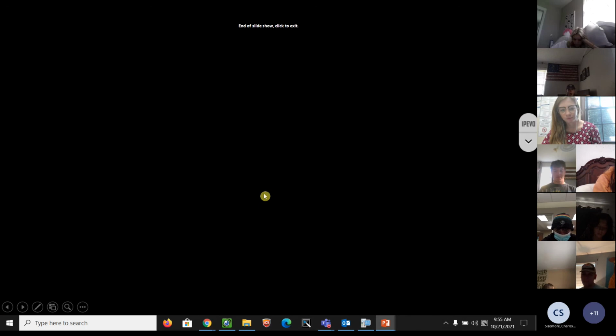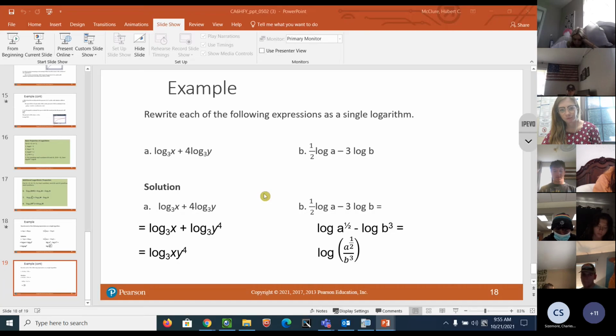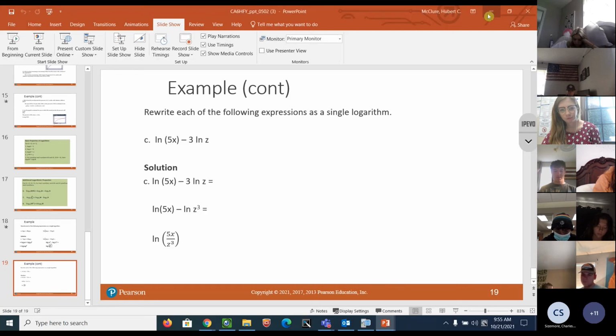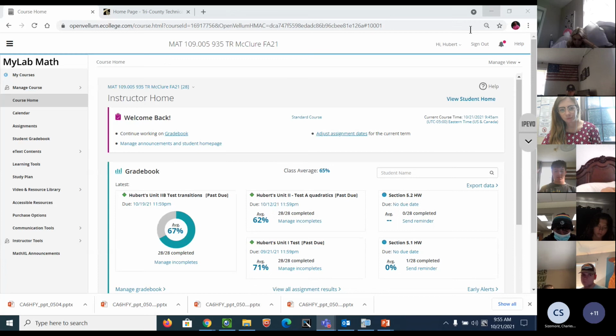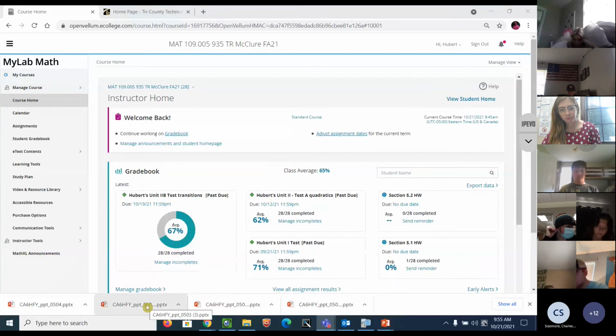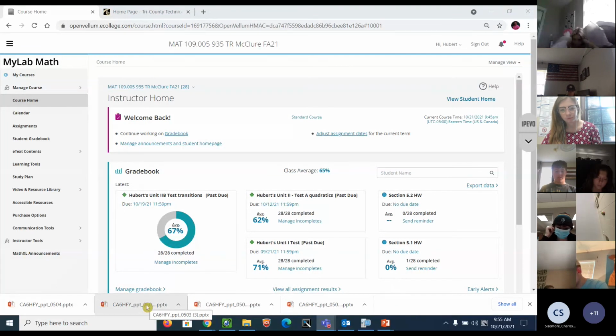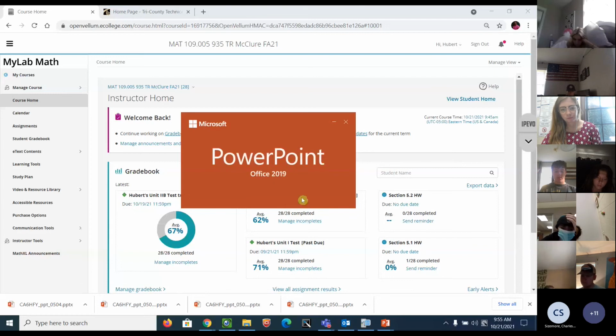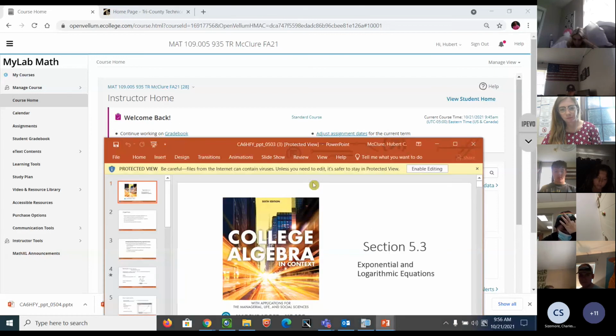Now let's go to 4.3 and see if they'll ever give us the definition of a logarithm. The definition of a logarithm ought to be first. Let's see, is this 5.3 right here? Yep. They may not even give it, I don't know.